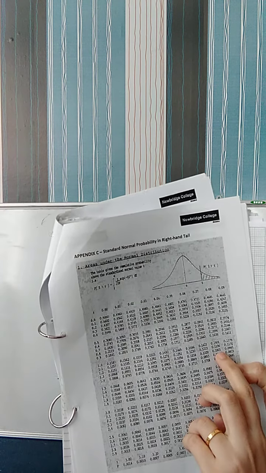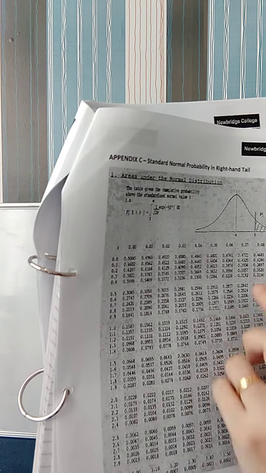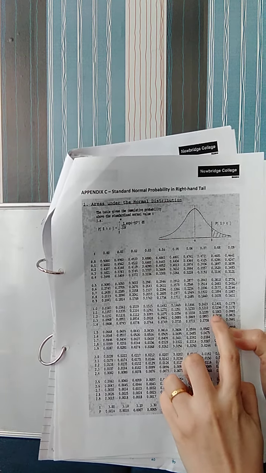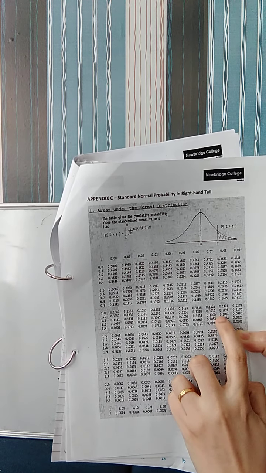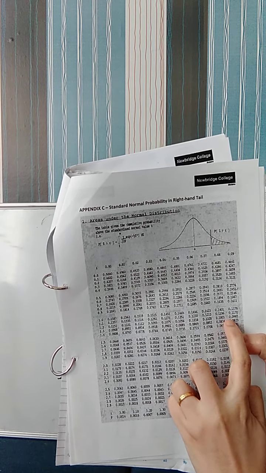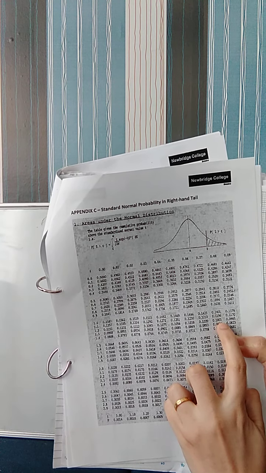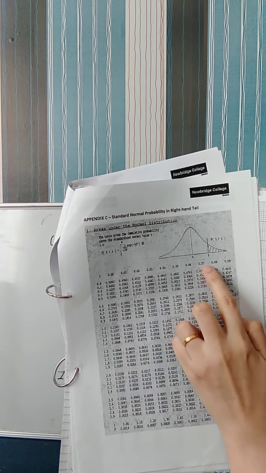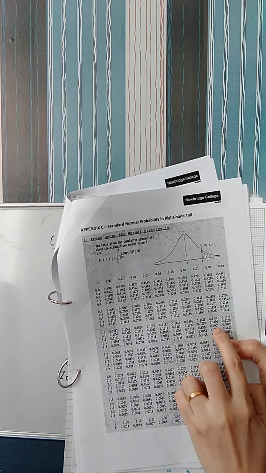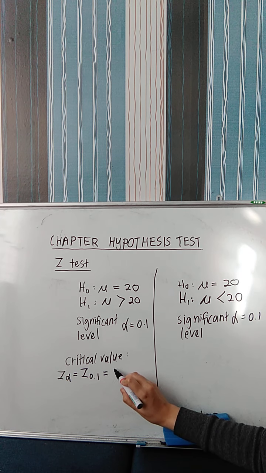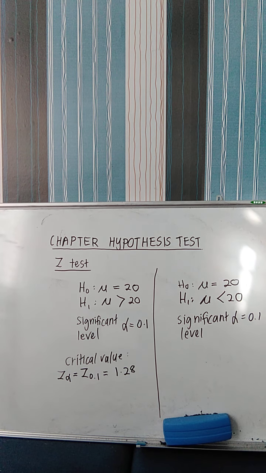So 0.1003, when you read the value, is 1.28. I repeat again: you find the value 0.1 in the table. The approximate value to 0.1 is 0.1003, and when you read the value it is 1.28. You take the value 1.28.